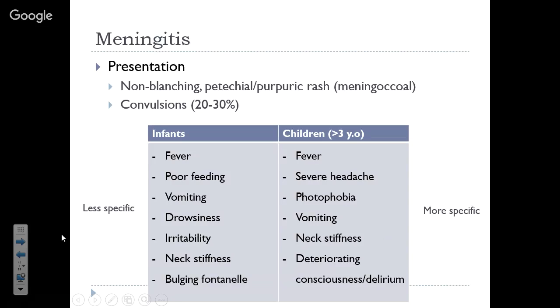Presentation-wise, they might present with a non-blanching purpuric rash, particularly if it's meningococcal, and a fifth or about a third of the kids will present with convulsions as well. If they're on the younger side, they'll have more non-specific symptoms on presentation, so things like drowsiness, fever, irritability, vomiting, poor feeding. Once they get older, they start to develop the more specific characteristic symptoms of meningitis that we all know. So photophobia, neck stiffness, and headache. So just be aware of that.